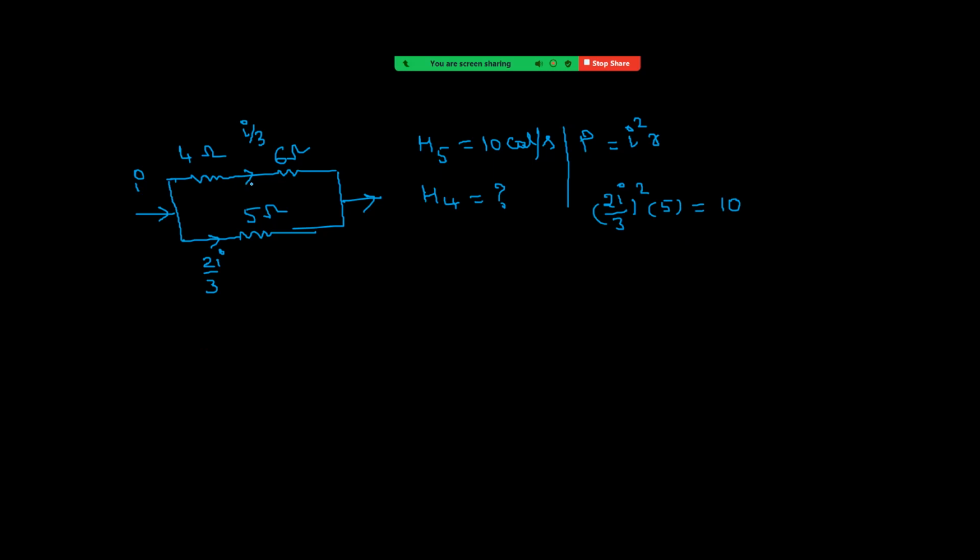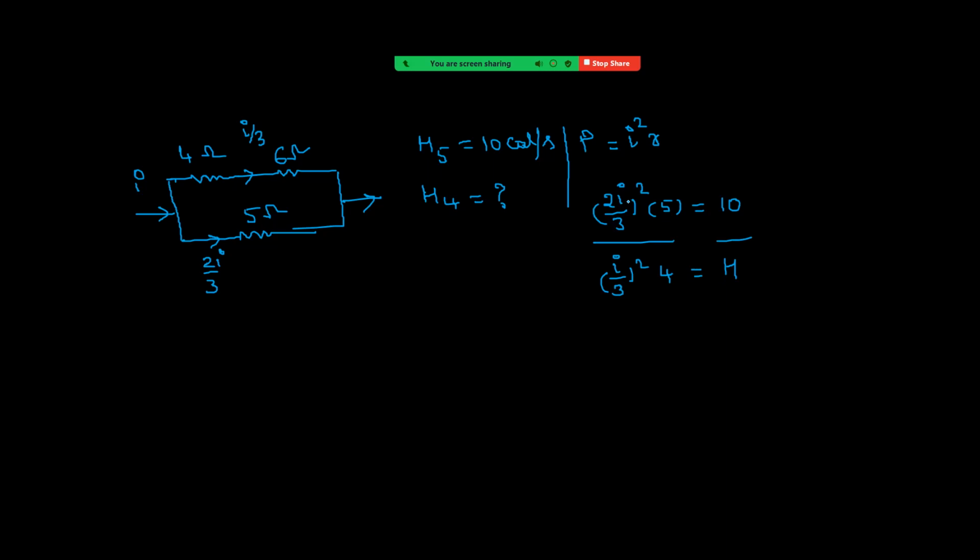Across 4, the current is now I by 3. So I by 3 whole square into its resistance, which is 4. Suppose we take this value as H, the rate at which heat is produced. Let us take the ratio here.